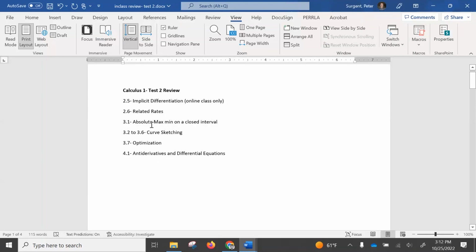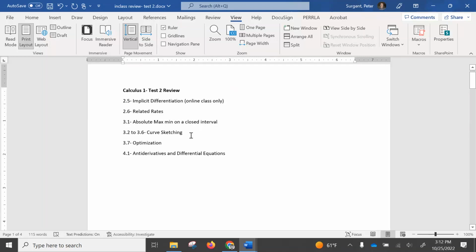And then 3.1 kind of stands alone, right? 3.1 was the absolute max and min on a closed interval. At most you get one question from that, because from there we figured out how to handle open intervals, or the entire domain of the function. So 3.1 is not a terribly important section, but I might ask you one question.